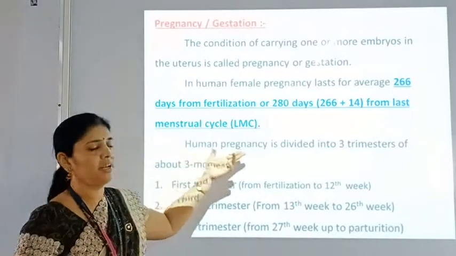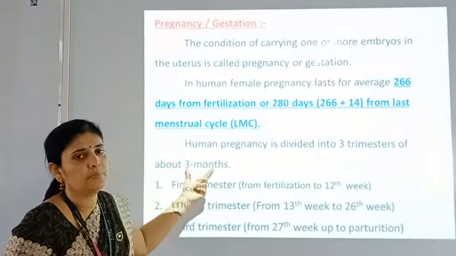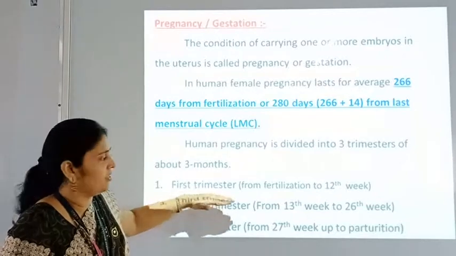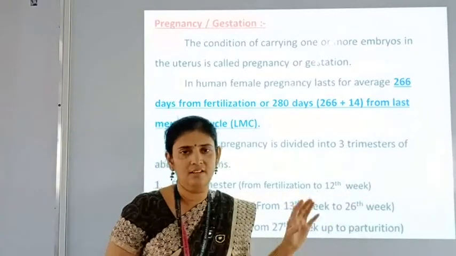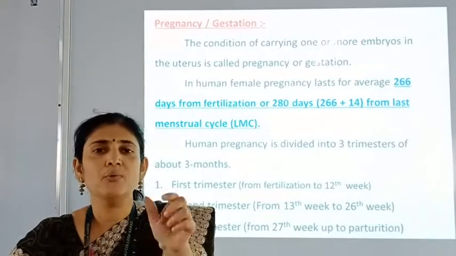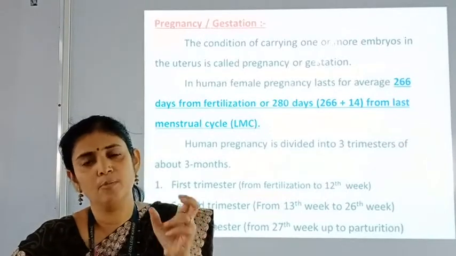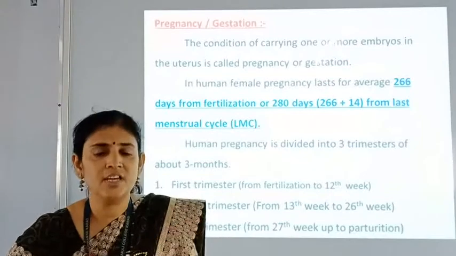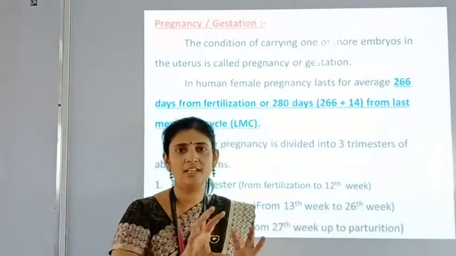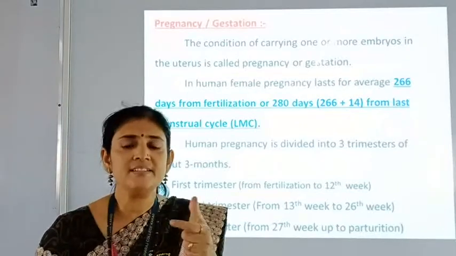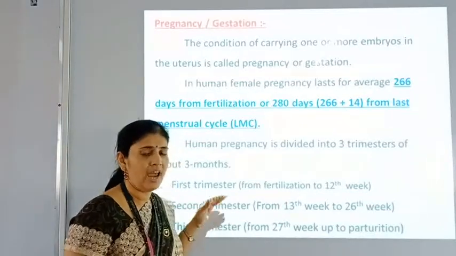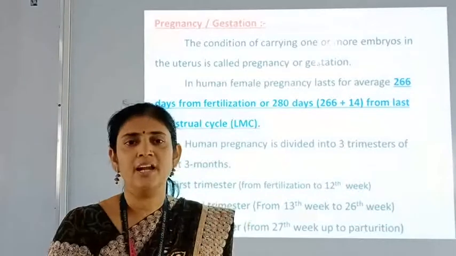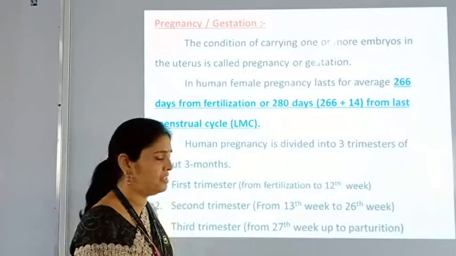So here the human pregnancy is divided into 3 trimesters of about 3 months: first trimester, second trimester and third trimester. The first trimester is from fertilization to the 12th week of development, about 3 months. Then from the 13th week up to the 26th week, also about 3 months, is the second trimester. And from the 27th week up to parturition or delivery, also about 3 months, is the third trimester.